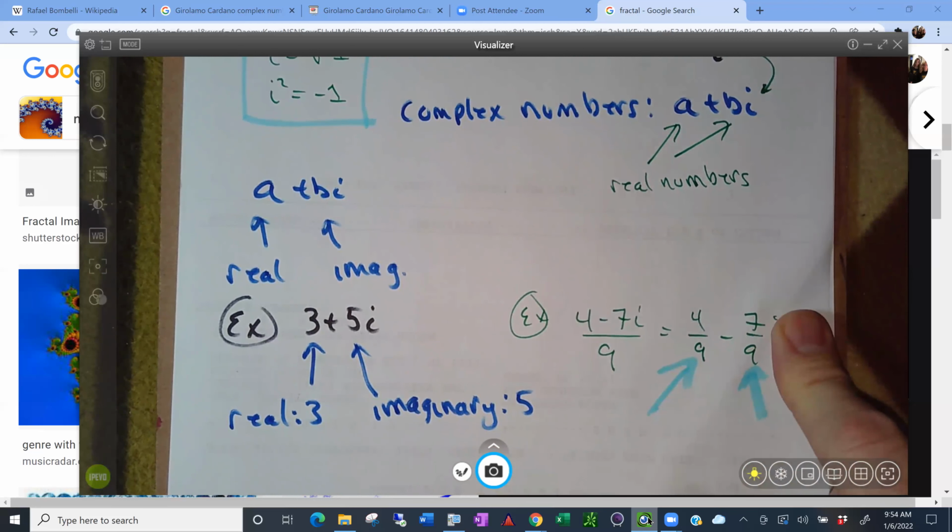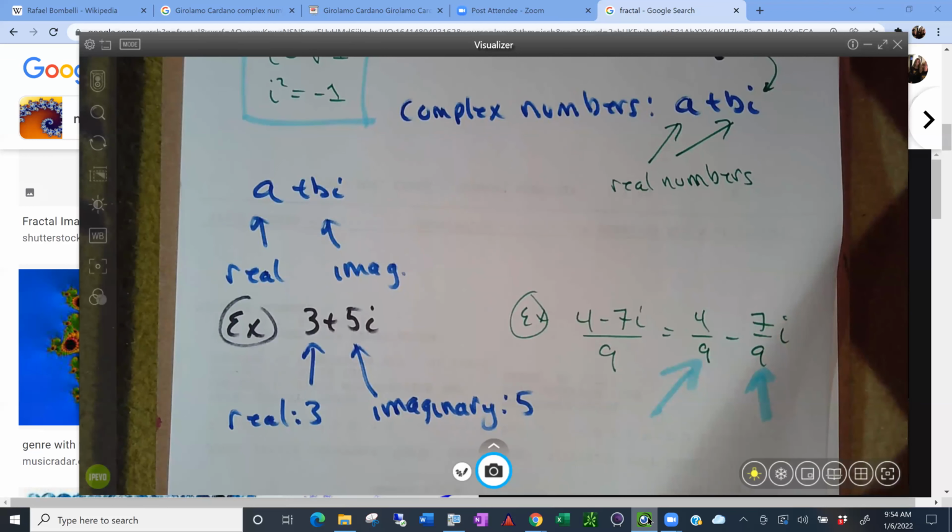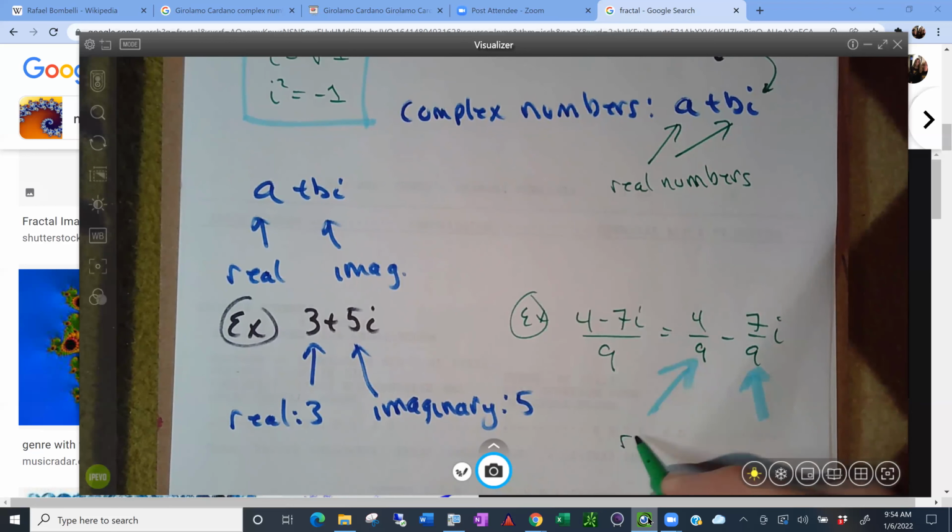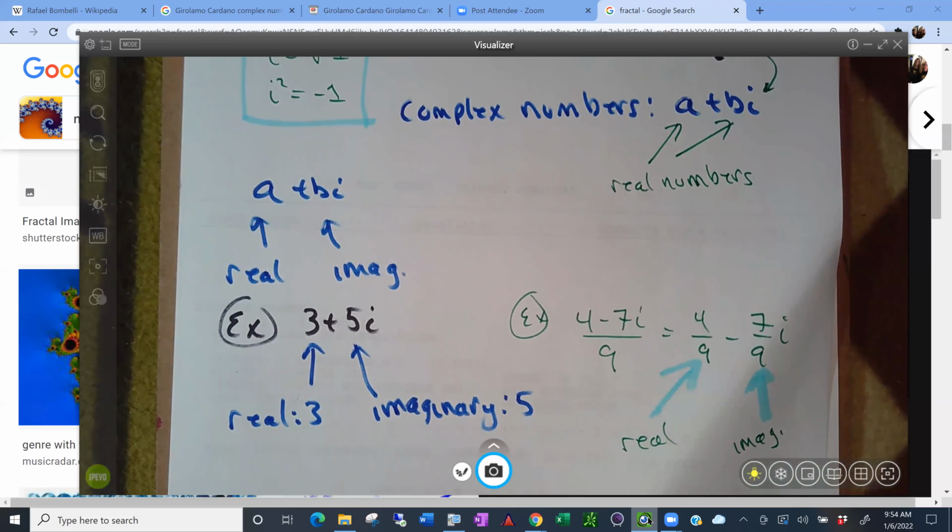Don't include the i, all right? Just look at the coefficient. Because it's the imaginary part, we know that the i is there. So that's your real part. This is your imaginary part. So hopefully a couple quick, easy points for you on an exam.